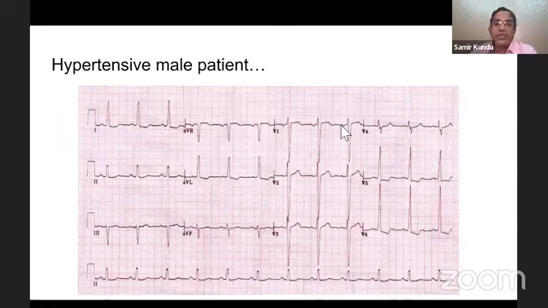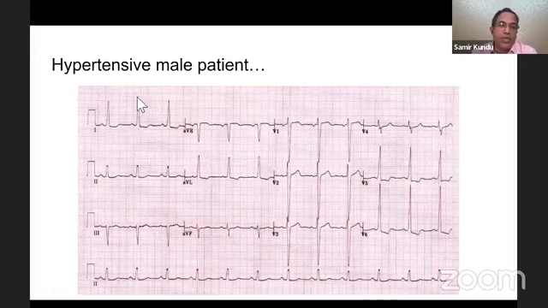This is a hypertensive male patient. Here the Sokolow-Lyon criteria: tall R in V5 and V6 and S wave in V1 more than 35 millimeters. In aVL, R wave more than 11 millimeters. R wave in lead 1 plus S wave in lead 3 more than 25 millimeters. The Cornell criteria: R wave in aVL more than 11 millimeters and S wave in lead 3 more than 28 millimeters. So this is the ECG with secondary ST-T changes with asymmetrical T wave inversion. This is the hypertensive patient, with pressure overload features due to hypertension.